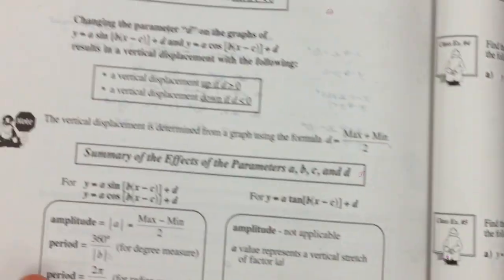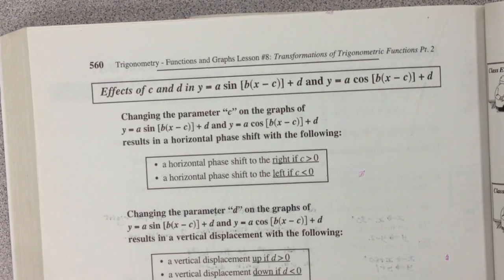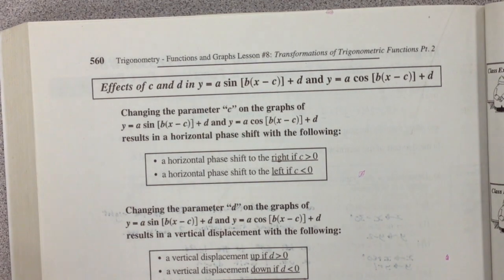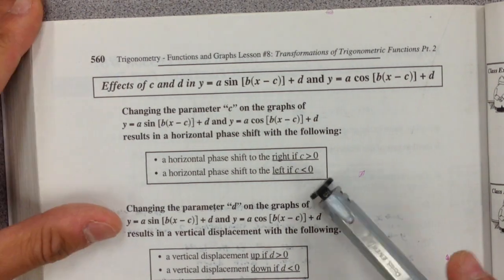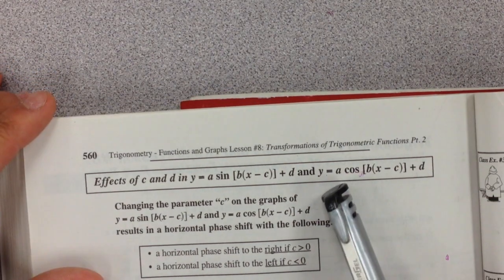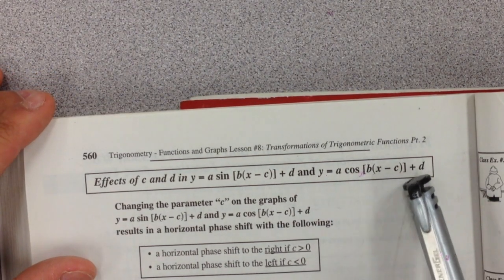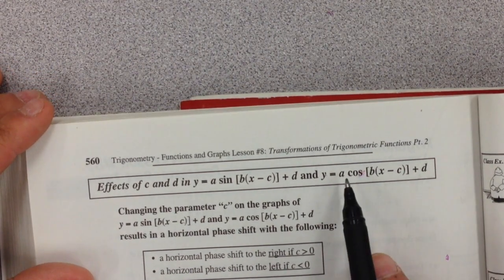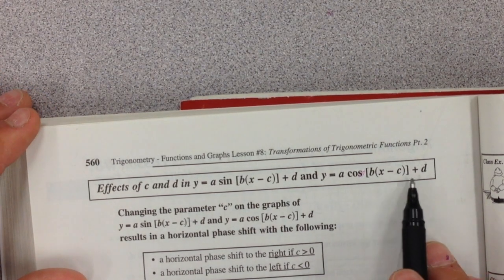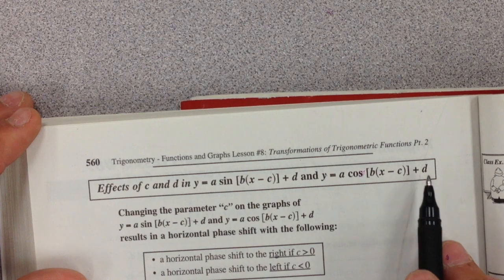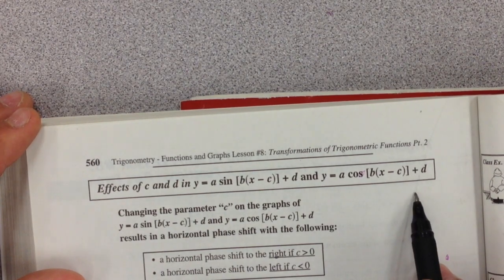All right, I encourage you to read this section on the next page by yourself. It's talking about what specifically is happening when you change the parameters C and D on the graphs of your sine or cosine ratios in the form of A cosine bx minus C plus D, where we know that A is my amplitude, B is the value of the period, and C and D are my horizontal phase shifts and my vertical displacements.